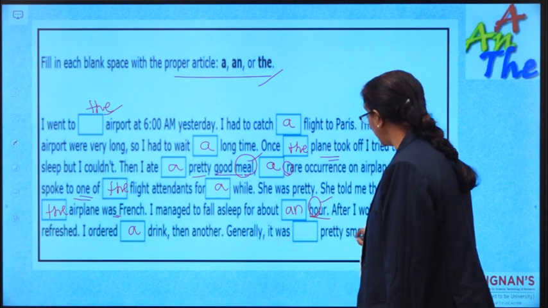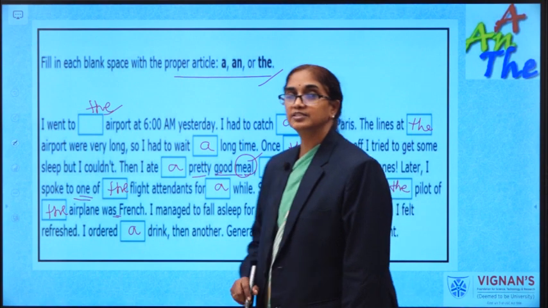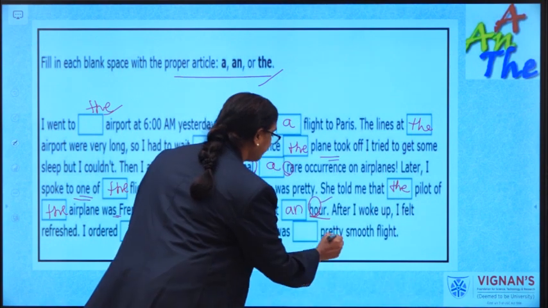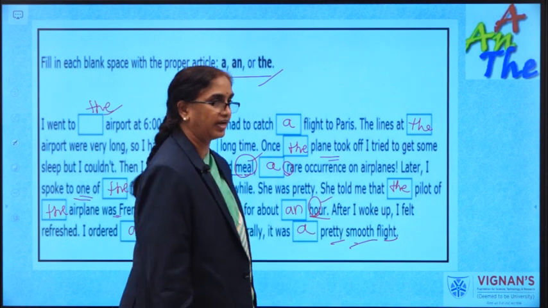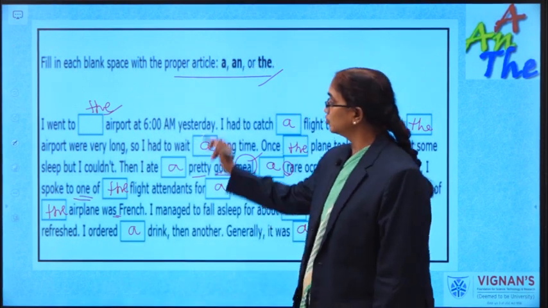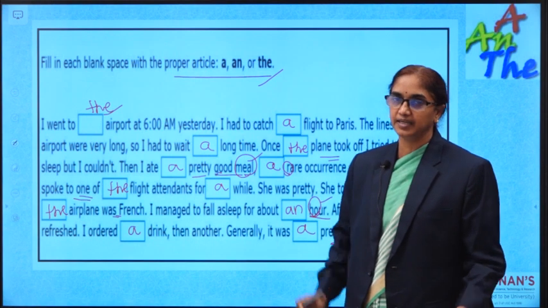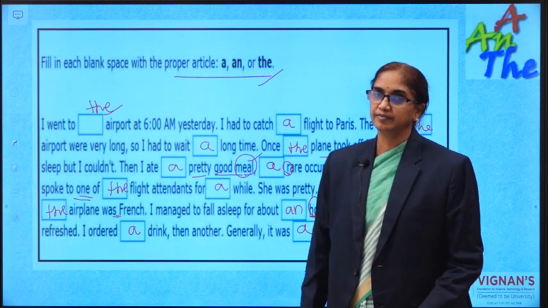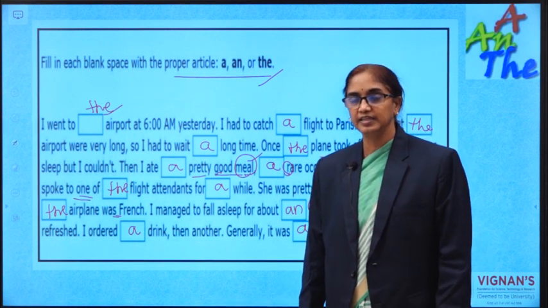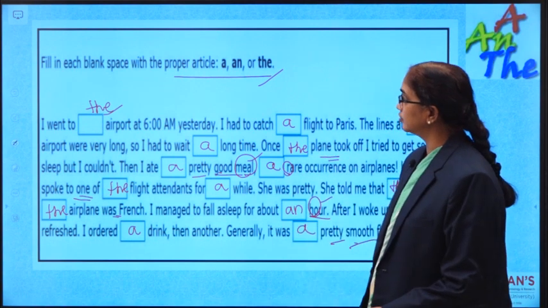Generally, it was a pretty smooth flight. Generally, it was, what is the answer? It was a pretty smooth flight. So this is how you can fill the blanks. I hope that you have got some idea. We will be doing a separate handout and we will discuss the rules in a little more detail when we are solving the exercises in the handouts.